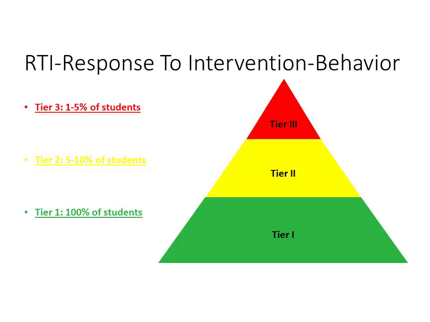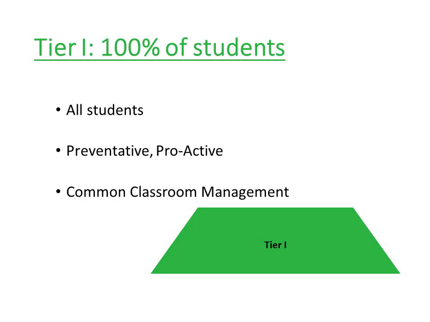When we look at the RTI, response to intervention, model for behavior, it is broken into 3 tiers. Tier 1 encompasses 100% of the student population. All students receive these interventions. They are preventative and proactive and are considered common classroom management techniques.